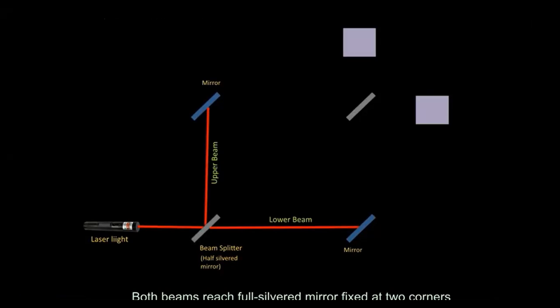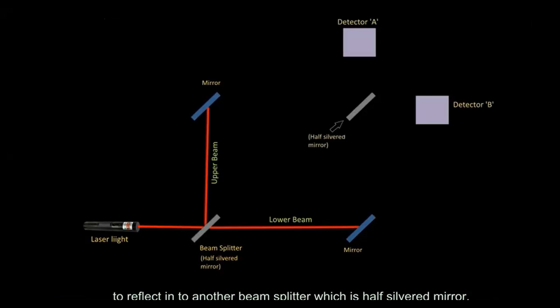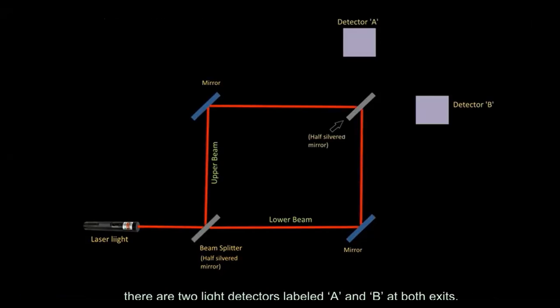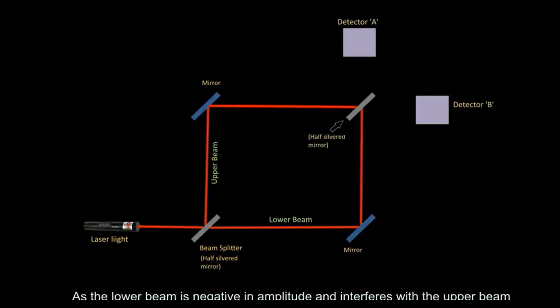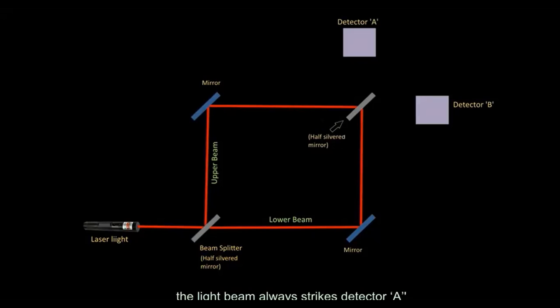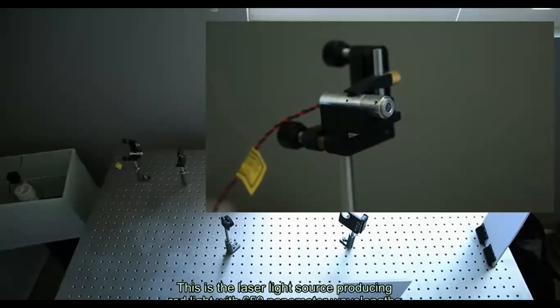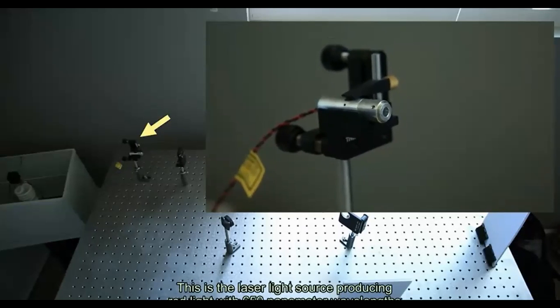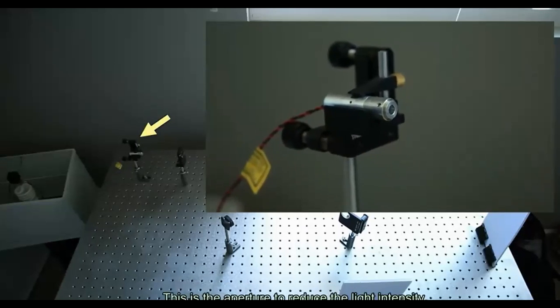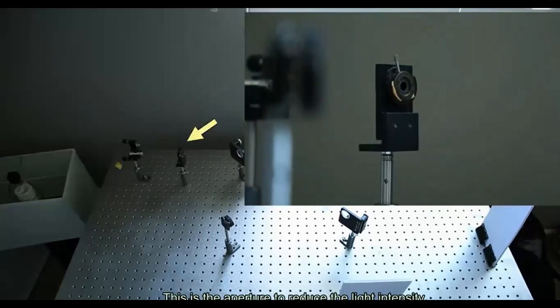Both beams reach fully silvered mirrors fixed at two corners to reflect into another beam splitter, which is a half-silvered mirror. There are two light detectors labeled A and B at both exits. As the lower beam is negative in amplitude and interferes with the upper beam, the light beam always strikes detector A. No light beam strikes detector B. Let us see how this experiment goes in our lab. This is the laser light source producing red light with 650 nanometer wavelength. This is the aperture to reduce the light intensity.